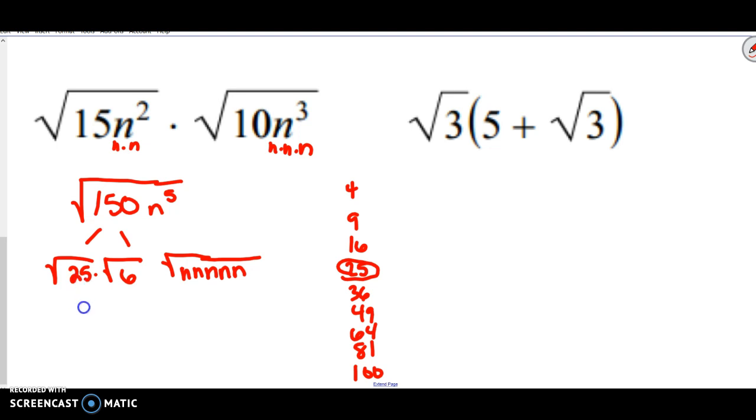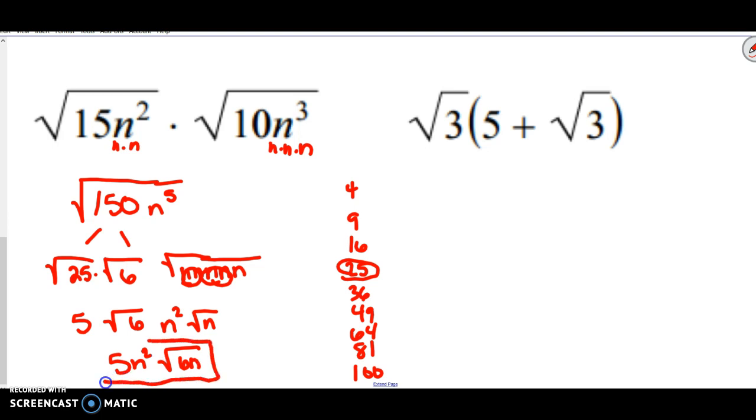All right, square root of 25 is going to give us 5. Bring down the square root of 6. And then we have 1, 2 pairs of n. So that means I have 2 n's that come out front. And then I have 1 n that stays underneath. Multiply the coefficients together, giving you 5n squared, and then multiply your radicals together, giving you square root of 6n. And this would be your answer.